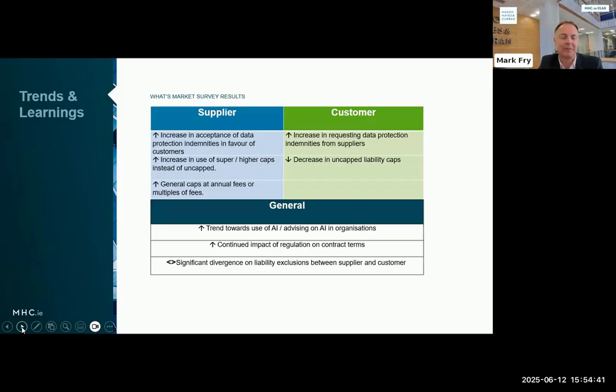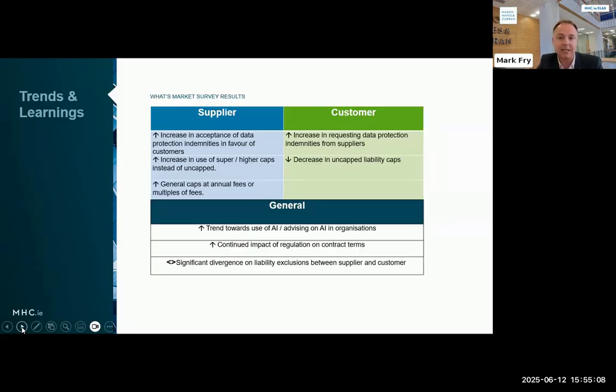So what have we learned from our survey from 2026 compared to previous years? I think it's fair to say a couple of key trends here that we need to be aware of. On the general liability caps, the survey has shown us that it's very common to link general liability caps to fees and value, but at lower multiples than we might have seen in previous years. It's common to see caps at 2 times fees, but customers generally are only willing to accept caps at those levels if there are appropriate carve-outs for key risks.